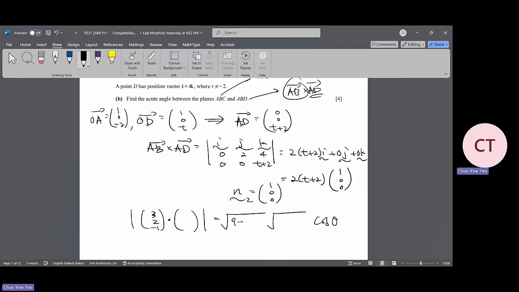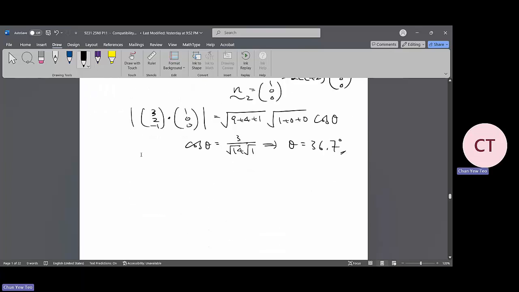I have 9 plus 4 plus 1, and then 1, 0, 0. You have 1 plus 0 plus 0. So just use your calculator to simplify it. You get 3 over square root of 14 and square root of 1. From here, press the calculator. You can get theta is 36.7 degrees. Just like that, done. That is the answer for number 6B.